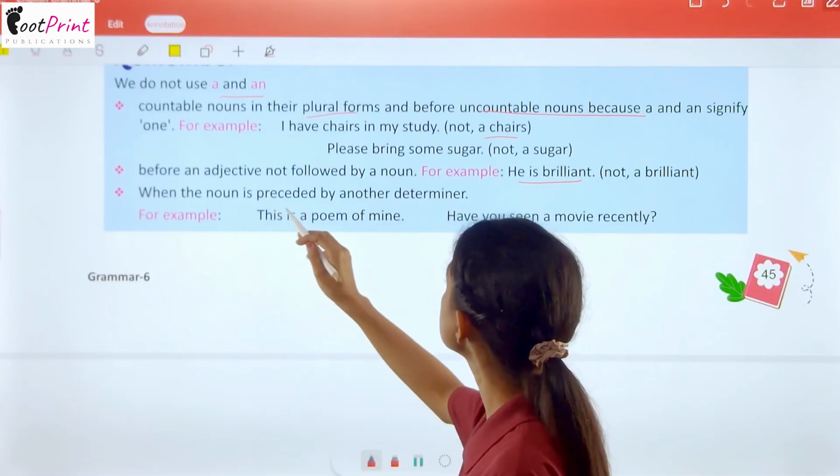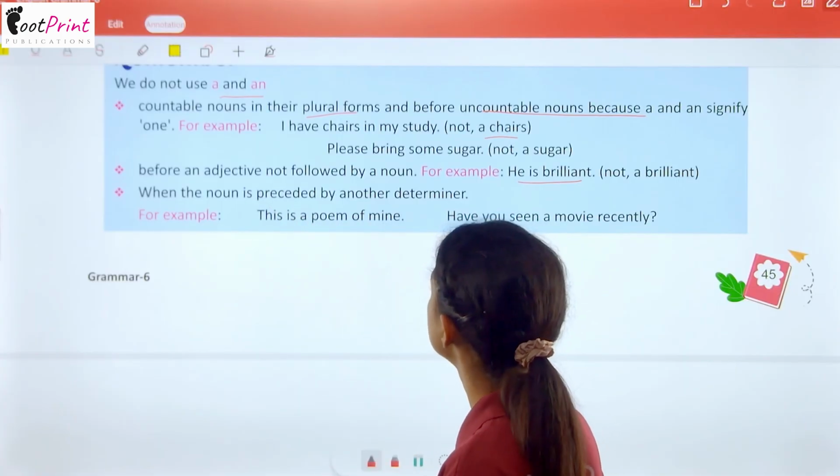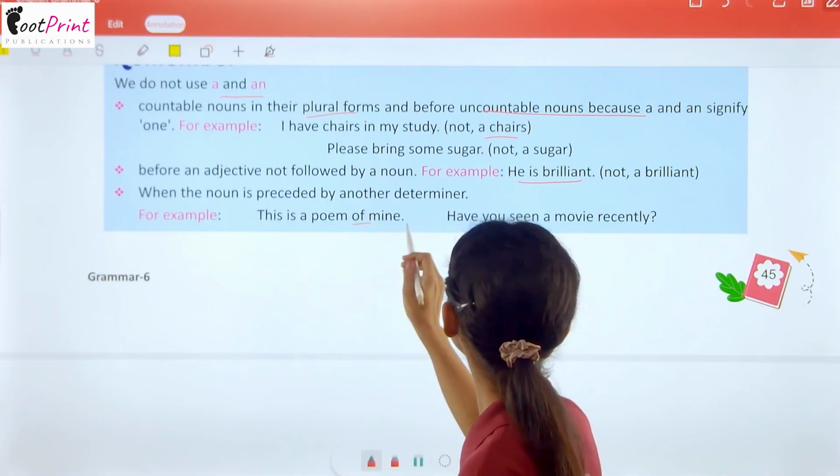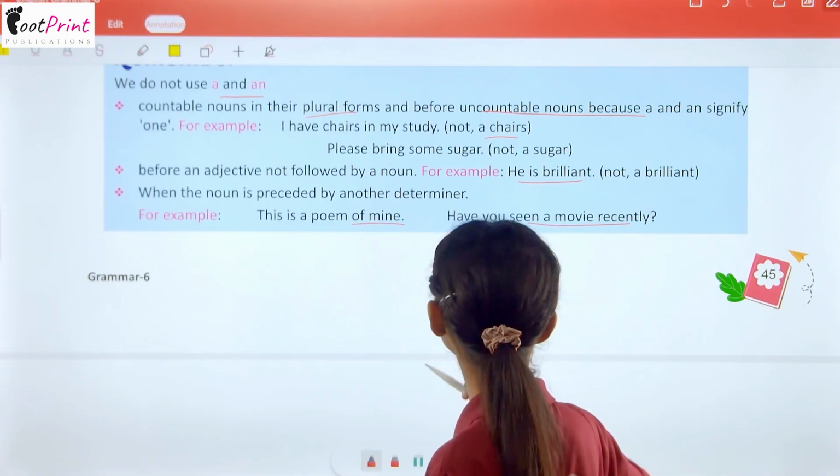Also, when the noun is preceded by another determiner. Okay, so the noun is determined by something else. This is a poem of mine. Have you seen a movie recently?